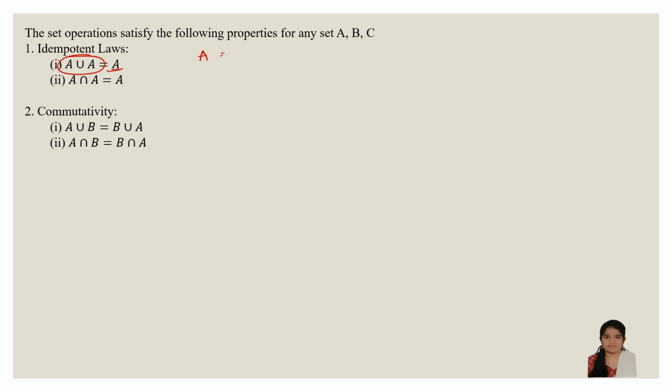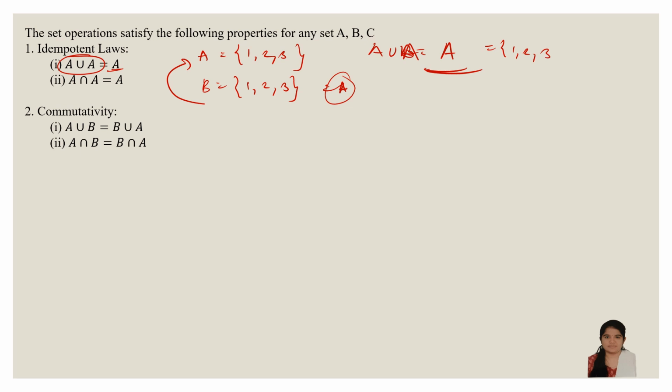Obviously, suppose set A is given as 1, 2, 3, and a set B is also given as 1, 2, 3. What does this mean? B is resembling A, so B is nothing but equal to A. And we know, what is A union B? Union means together all the elements. So A union B is nothing but A union A itself, because B resembles A. They have the same elements, so what will A union A be? Ultimately A itself. It will be the elements 1, 2, 3 itself.